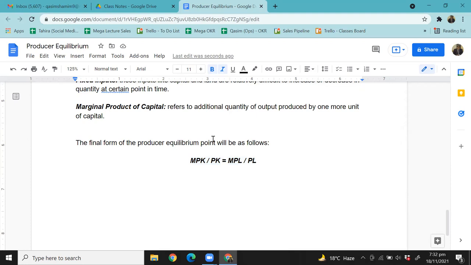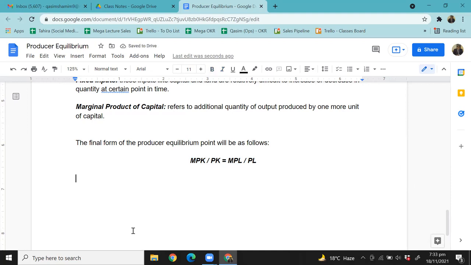So if you remember, we also did something very similar in consumer equilibrium, right? So it was marginal utility of product X divided by price of X, and that used to be equal to marginal utility of Y divided by price of Y. Could you recall, right? Now, in the case of producer equilibrium, the final form becomes marginal product of capital divided by price of capital, being equal to marginal product of labor divided by price of labor, right? Okay. Now, this being said, what is this showing us, right?